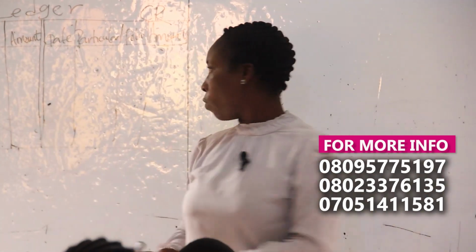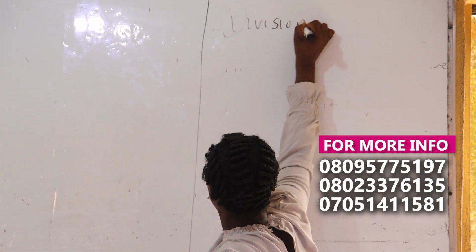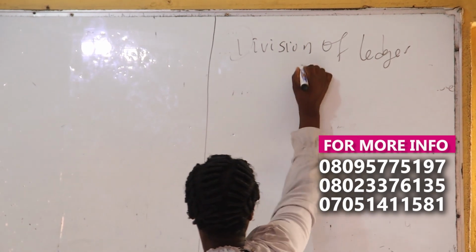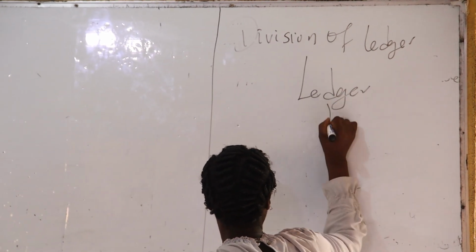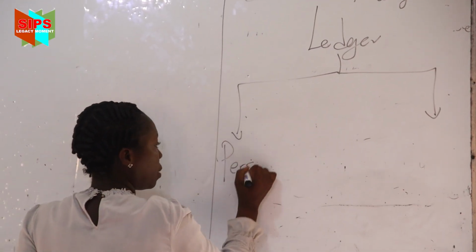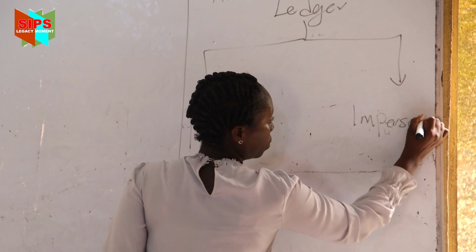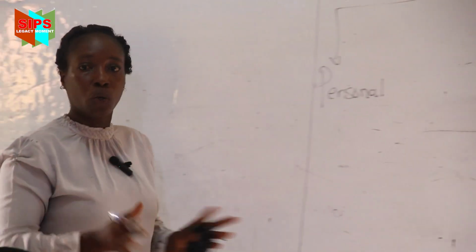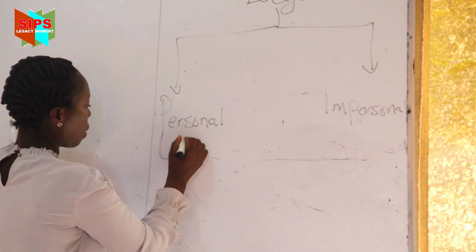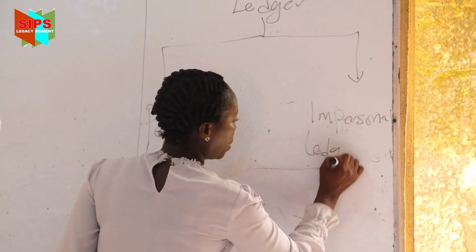Now let's look at the division of a ledger. Ledger, as we know, is divided into two. So you have your personal and impersonal. So these are the two divisions of what? Of ledger. Can we all say that? Personal ledger, and impersonal ledger.